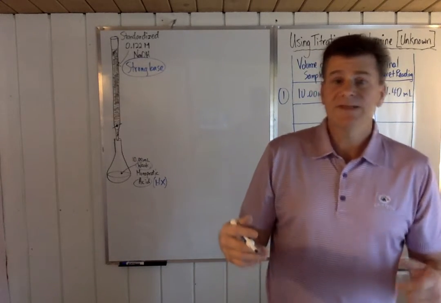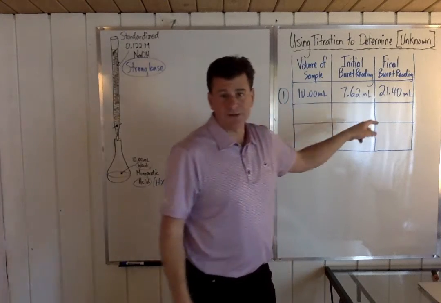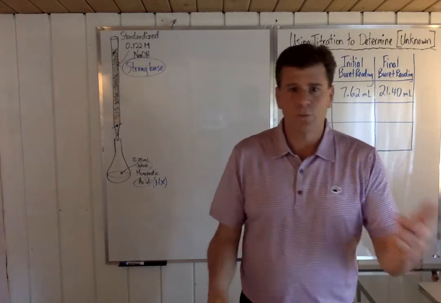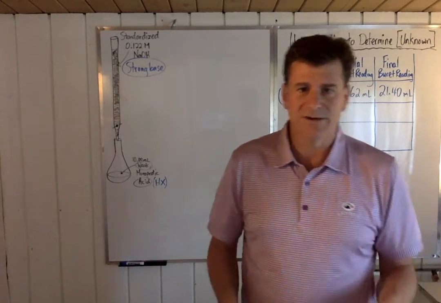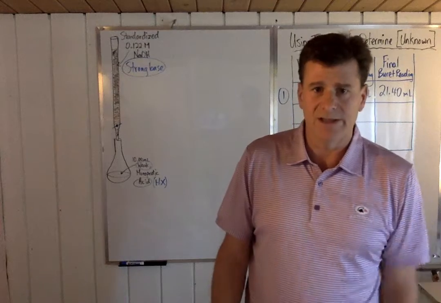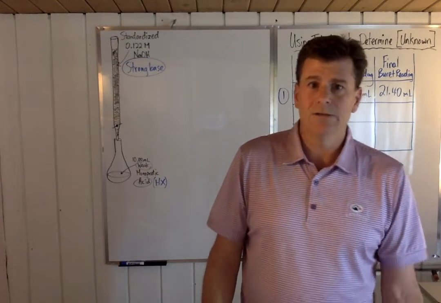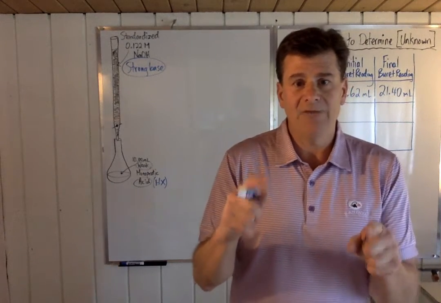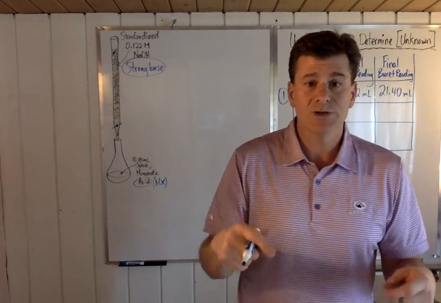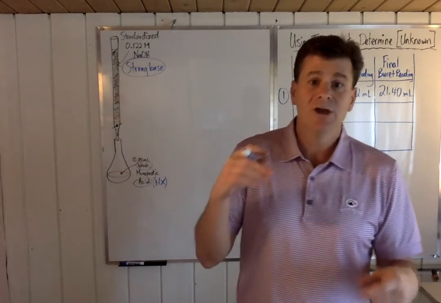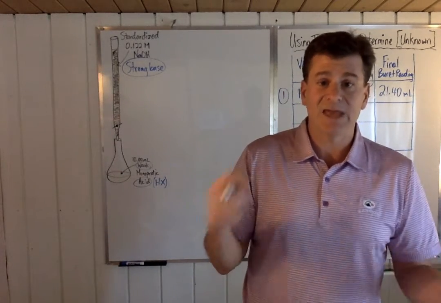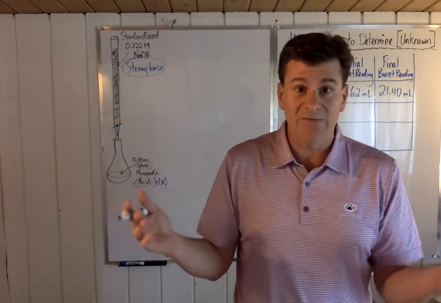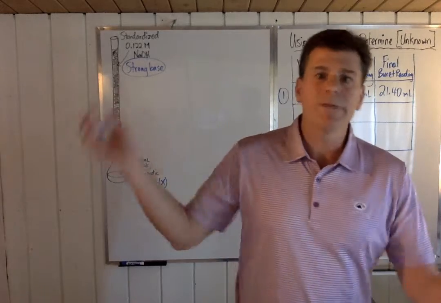So if I do a second trial here and it gives me a really wonky number, let's say one of them is 20 milliliters and the next trial is 23 milliliters. Well, 20 and 23, the average is 21.5. 1% of that is 0.2. So you're supposed to be within plus or minus 0.2 milliliters of the average. Both of those trials are outside of plus or minus 0.2 mL of the average, which means both of them are bad right now.